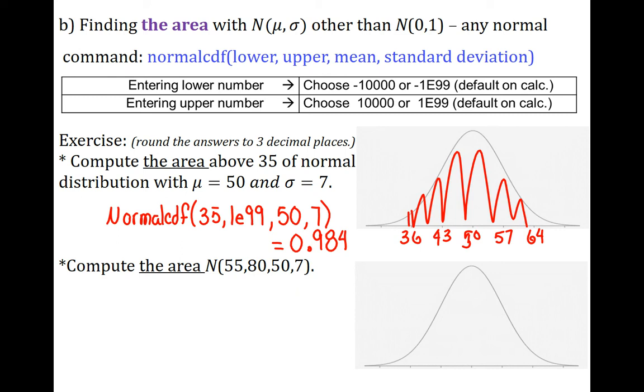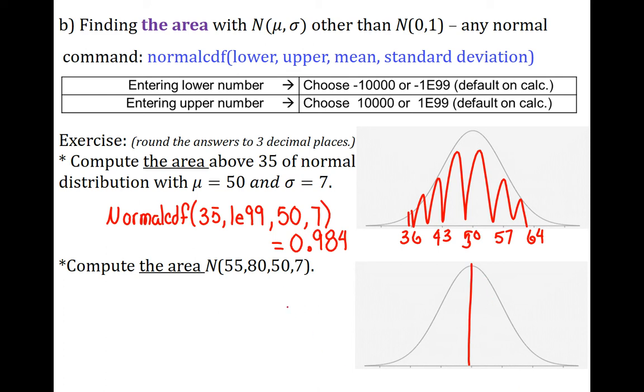For the next one, I can see that right away I've got a 55 and an 80, so I'm stuck between two numbers here, computing area 55 to 80. In that 55 to 80, I have a middle of 50 and a standard deviation of 7. Okay, well, a 55 is above a 50 at the middle, right?